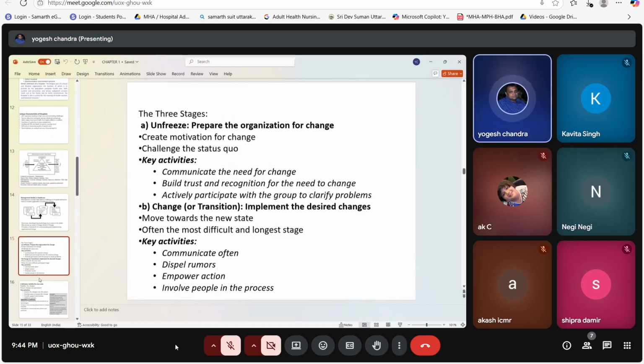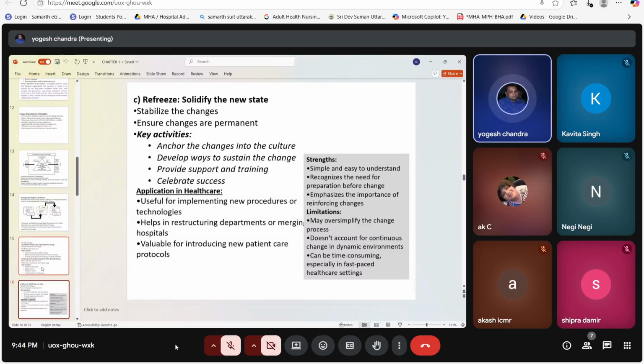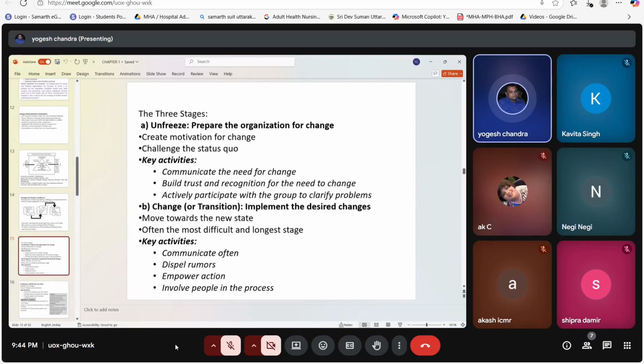Unfreeze: prepare the organization for change. Then what are the activities we are supposed to do, and then the change, the implement position. That is the change and transition. What are the activities we are supposed to do in the change and transition part, the second stage. This is a very peculiar and a very common problem. That is the rumors and all that. Some people talk about the success, some people talk against the things and all that kind of thing. So you have to address this rumor kind of communication also.